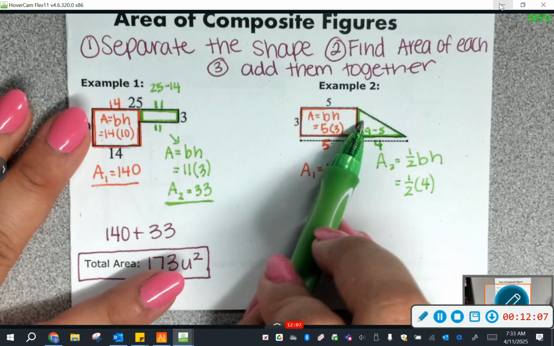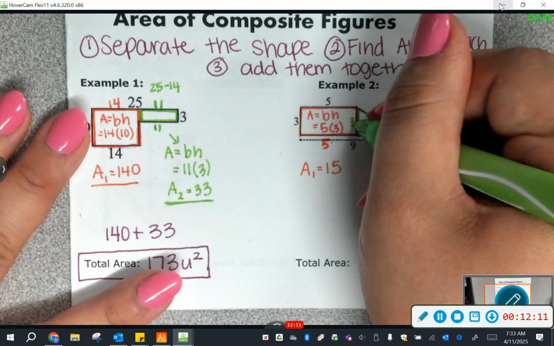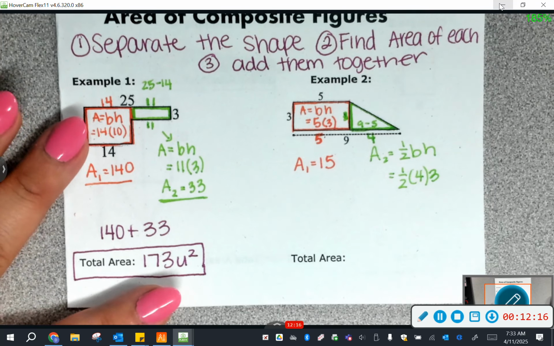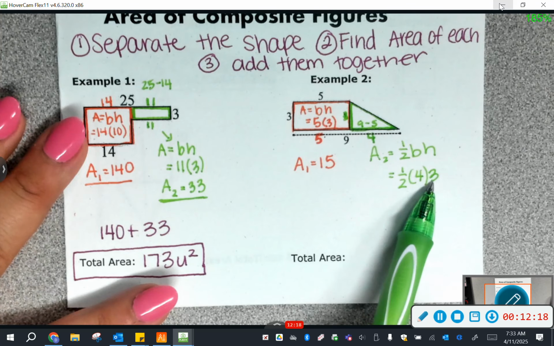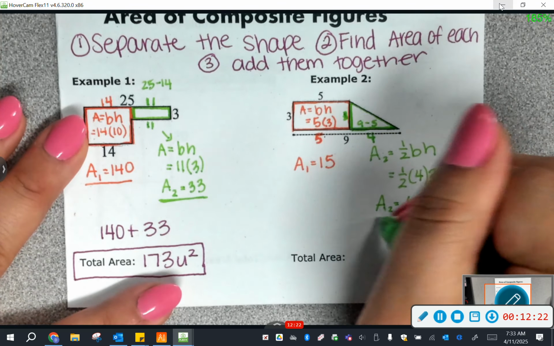Because 3 is over here. Don't you all agree? Whatever this is, a rectangle, it's going to be the same over here. So that is 3. So it's going to be 1/2 times 4 times 3. Now what's 4 times 3? And half of that? This is 6.